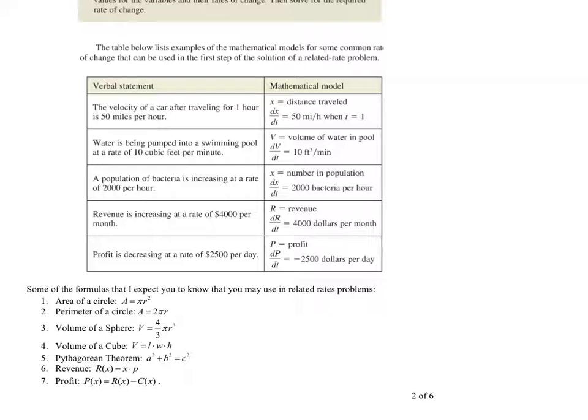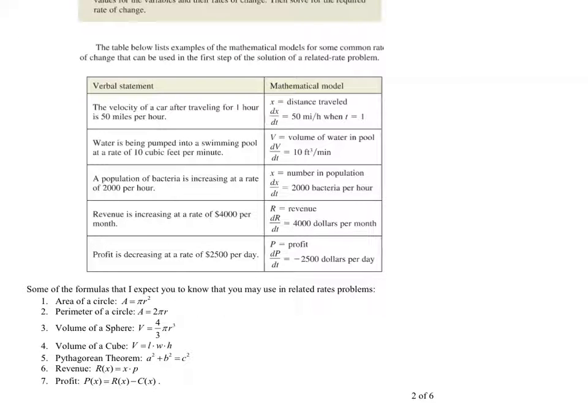Look at the next one. It says water is being pumped into a swimming pool at a rate of 10 cubic feet per minute. Because it's cubic feet, I know it has to be volume. Remember, area is squared, volume is cubed, so I know I'm talking about volume. So they're talking about volume in a pool, they call it V, and we know that it's changing at 10 cubic feet per minute, so V prime is 10 cubic feet per minute. A population of bacteria is increasing at a rate of 2,000 per hour. So they say let x be the number in the population. We know that it's changing at a rate of 2,000 per hour, so x prime is 2,000.